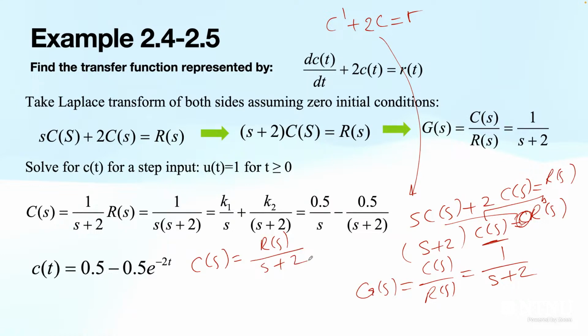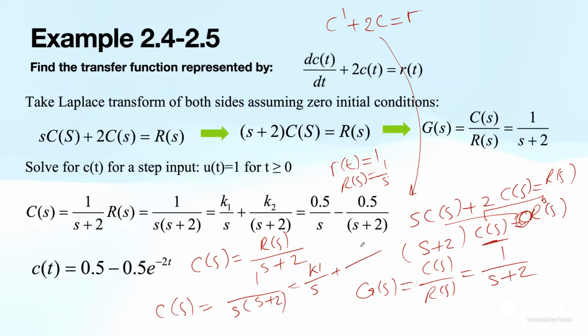If you want the response for a step input, if R of t equals 1, then R of S equals 1 divided by S. So C of S will be 1 divided by S multiplied by S plus 2. Use partial fraction expansion: K1 divided by S plus K2 divided by S plus 2. To find K1, multiply both sides by S and set S equal 0, so it will be 1 divided by 2. To find K2, multiply both sides by S plus 2 and set S equal minus 2, so it will be negative half.